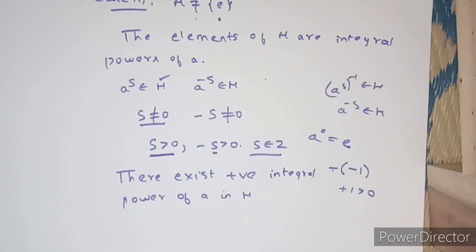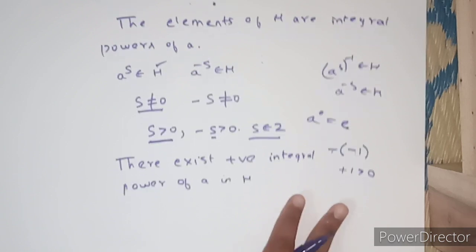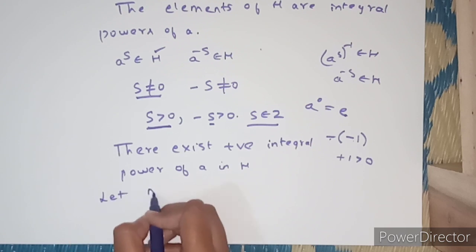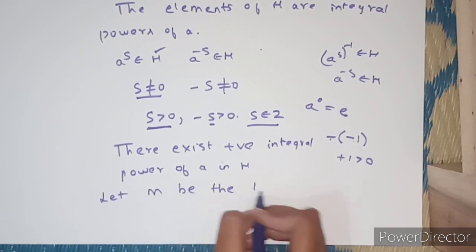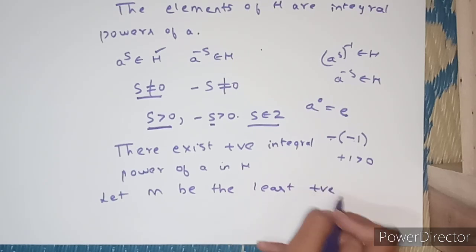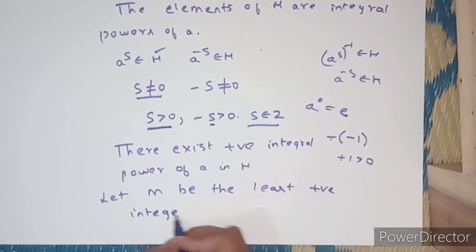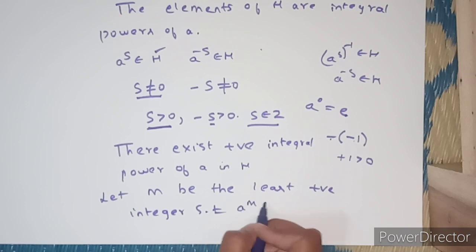These integral powers are all positive. So H contains all positive integral powers. Now in that set of positive integral powers, let us consider m as the smallest positive integer. Let m be the least positive integer such that a^m belongs to H. See, among 1, 2, 3, 4, 1 is the least positive integer and a^1 belongs to H. Here we have to show that H is cyclic.